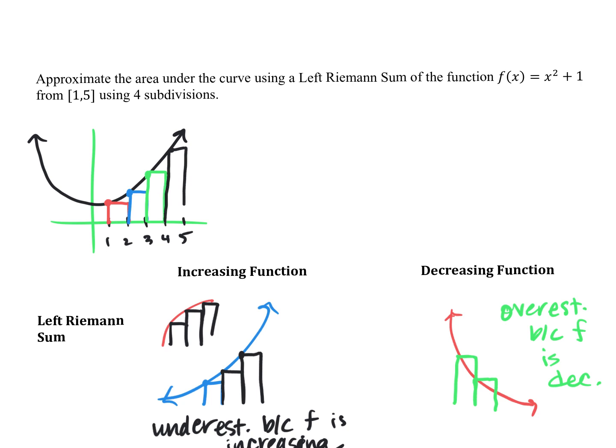Left-hand side, over, down. It is an underestimate. I wish that they asked us that because we'd be ready to say my function is increasing from 1 to 5. But they didn't. They just want an estimate of that area. Area, left Riemann sum.